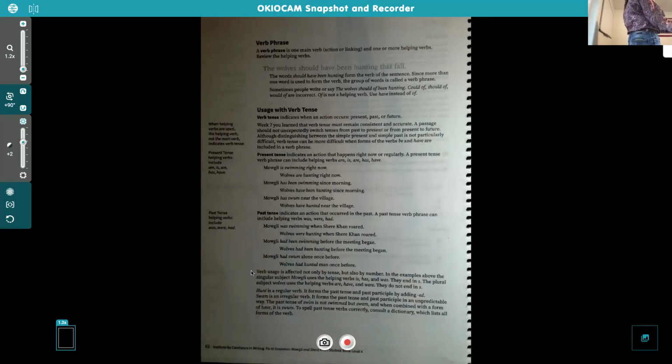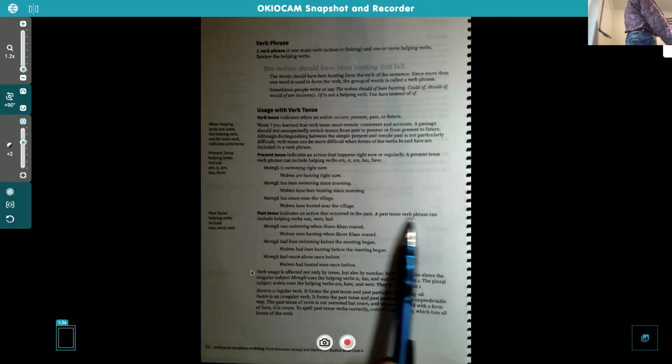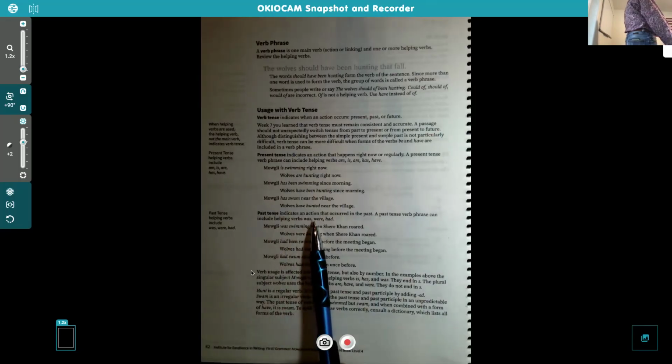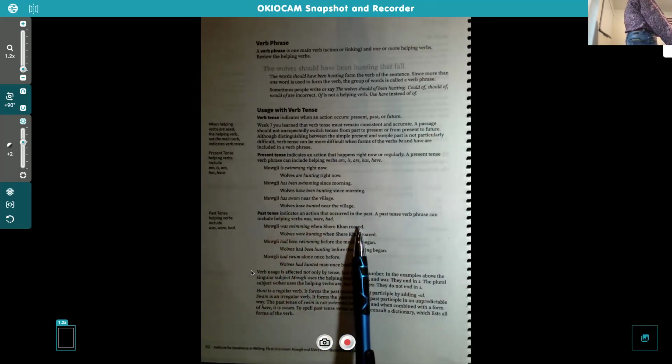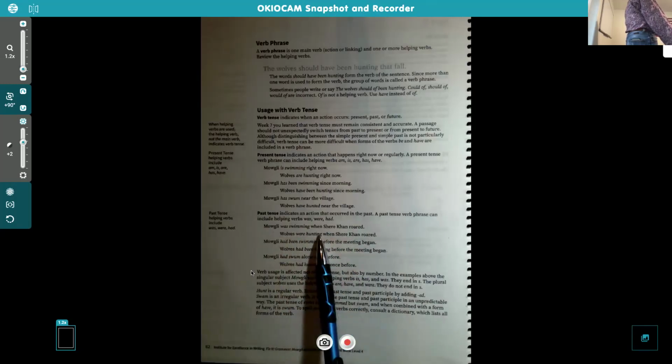Swum is one of those words we don't use very often, because we don't say "swum," we say "swim," but there is "swam." So it's one of those weird ones. Past tense indicates an action that occurred in the past. A past tense verb phrase can include helping verbs was, were, and had. Mowgli was swimming when Shere Khan roared. Wolves were hunting when Shere Khan roared. So hunting and swimming sound present, but when you put "was" in front of it, it changes it to past.